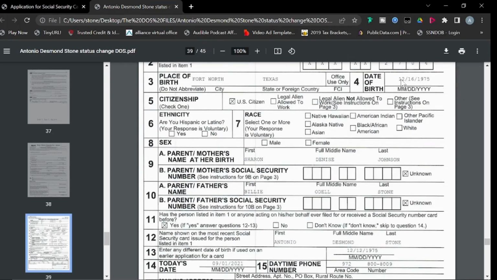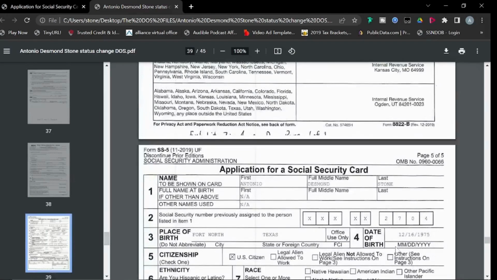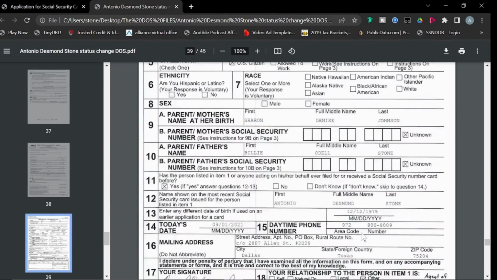Because when they sent it to me, this spot 4 was the only thing highlighted. What they were telling me is everything's correct. Before you get that social security card, you have to put the 12/12/1975 here. That's not tricking me into saying, oh, it's going to put me back in the status in the loop. No. They're not going to do that.